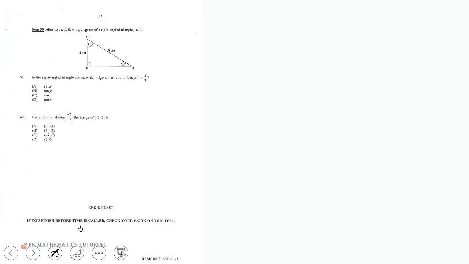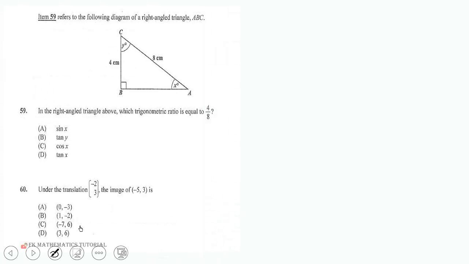Alright, so let's proceed to item 59. Item 59 refers to the following diagram of a right-angled triangle ABC. In the right-angled triangle ABC above, which trigonometric ratio is equal to 4 over 8? That is opposite over hypotenuse. So sine x will be opposite over hypotenuse, which is 4 over 8. So the correct answer is sine x.